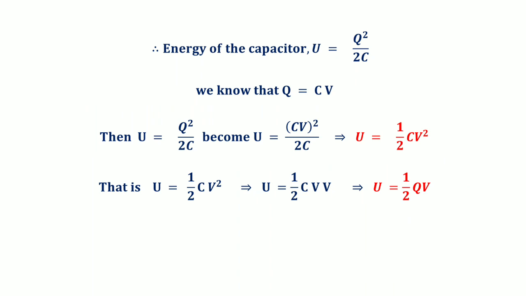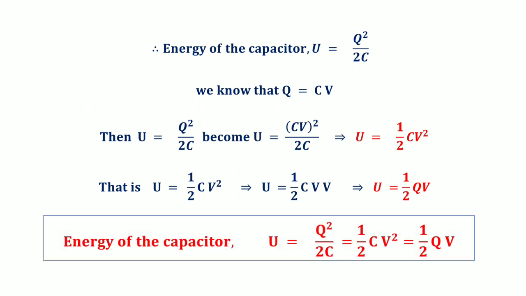So we have three equations for the energy stored in the capacitor. First one, Q square by 2C. Second one, half CV square. Third one, half QV. According to the question, if you want to find anything, you can choose any one of these equations according to the given parameters in the question. So this is our first derivation.